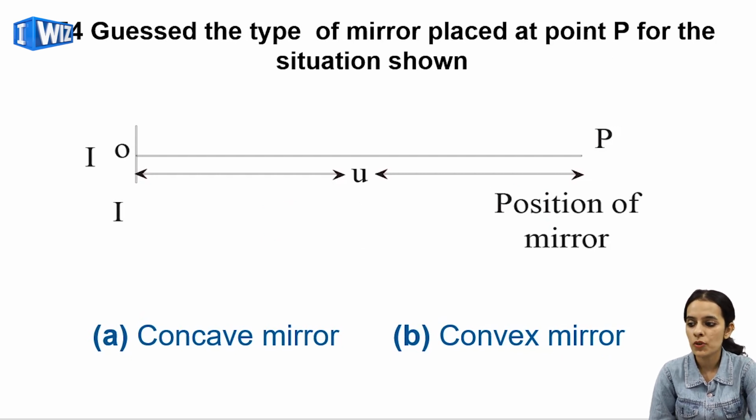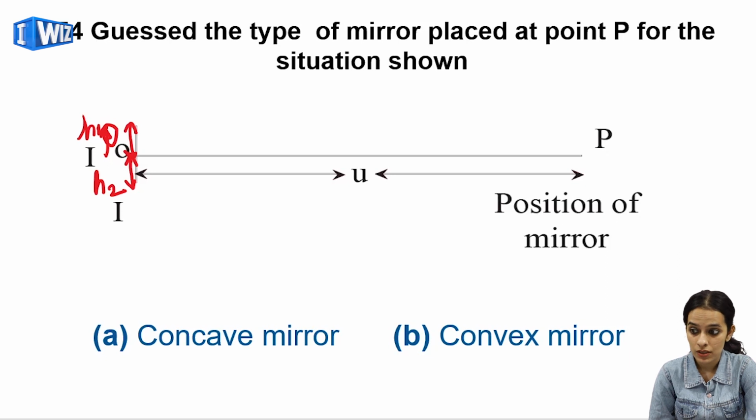Next. You have to guess the type of mirror placed at point P for the situation shown. Which type of mirror is this? As we can see, this is the object distance. This is where an object is placed, and this is the size of the image, which we call h2, and this is the height of the object, h1. Here we can see that the size of the object is equal to the size of the image.